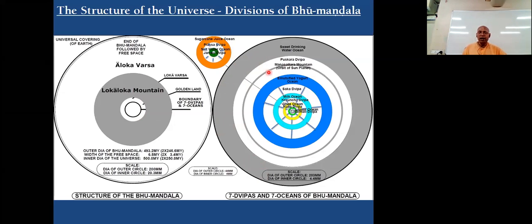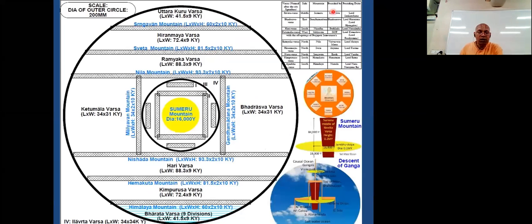In Pushkaradipa, there is one mountain. In the inner islands, there are 7 mountains, shown here. As you go further, the innermost portion is Jambudipa, which is 1 lakh yojanas in width, shown here from here to here, in which there are 9 mountains and 9 varshas. The innermost varsha is Ilavrata Varsha, which has many further divisions, further mountains, and all those details. This is Bharata Varsha, which has islands that are shown here.